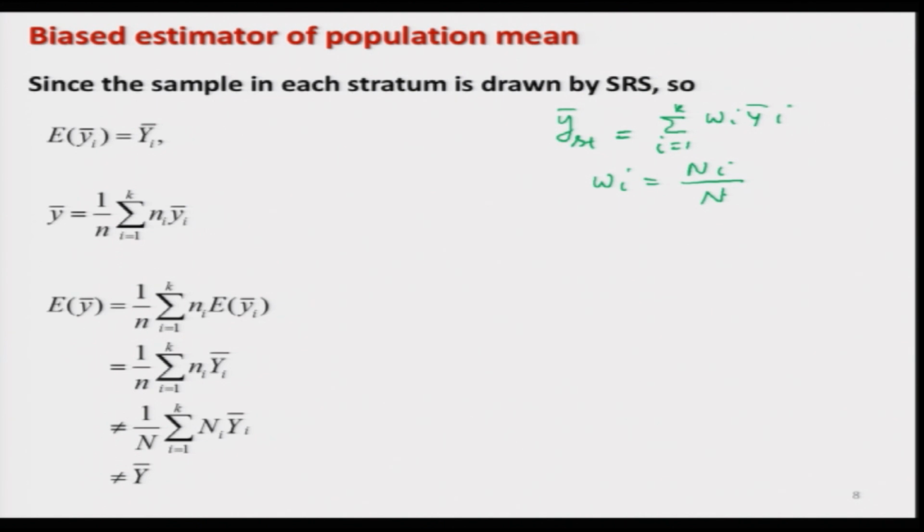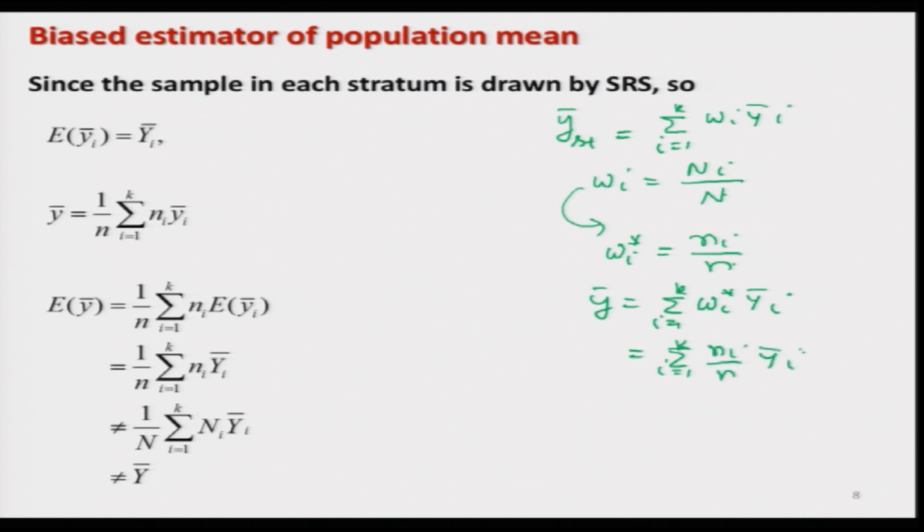Now, suppose I say that instead of stratum size, I try to use the sample size, and I write down the new weights as small ni upon n. So, in this case, if I define a y bar, this will become the sum, i goes from 1 to k, of Wi star times y bar i. So this becomes the sum from 1 to k of ni upon n times y bar i. What will now happen to this estimator, that we have to see.